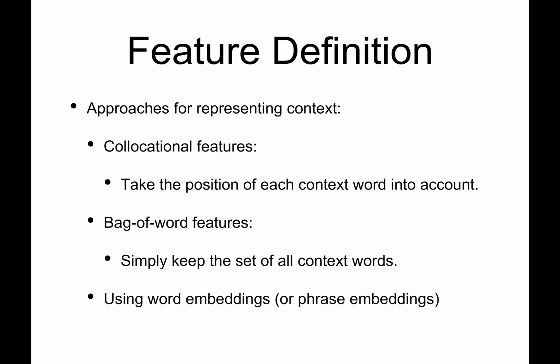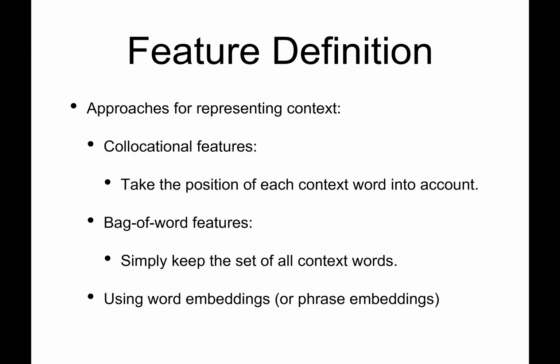So the approaches that we have for representing this context, now talking about it algorithmically, you can do this in 3 ways. The first way is using collocational features, which means that I'm going to take the position of each context word into account. So I don't care only that this word appears in context, like for example, in the previous example, I don't care only about guitar being in the context of BASS. I also care whether it was the word before, or 2 words before that, or 3 words before that.